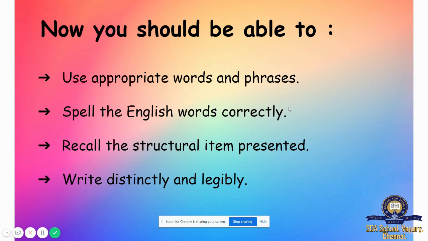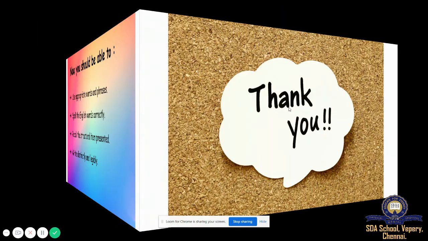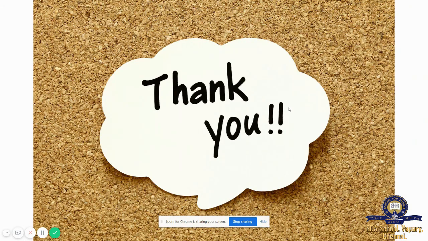Your today's follow-up is to frame your own sentences using be verbs such as am, is, are in simple present tense. I repeat, frame your own sentences using be verbs such as am, is, are in simple present tense.